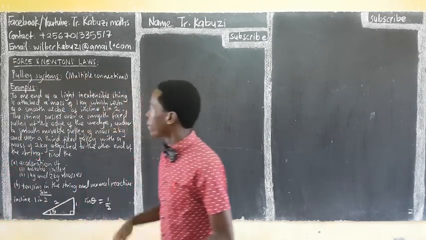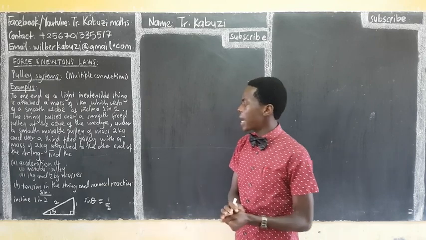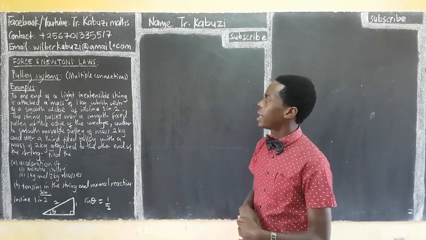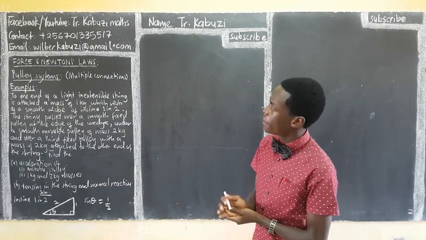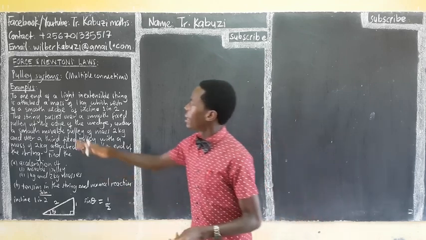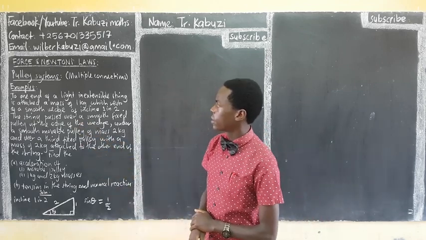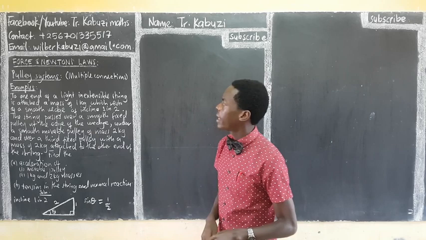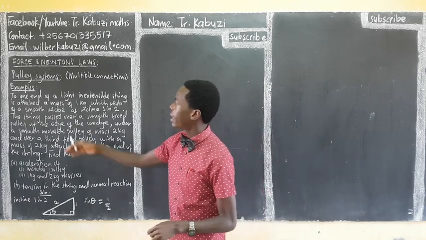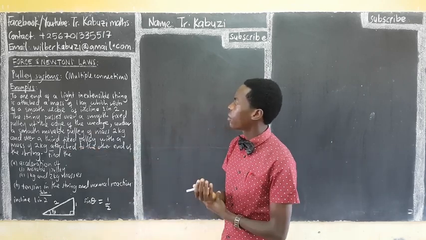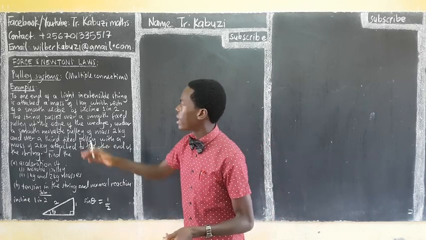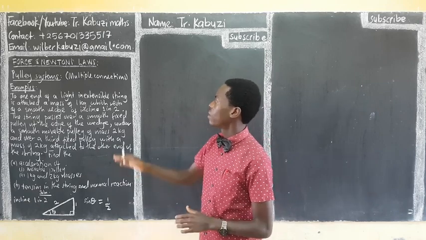Okay, now members, we are going to see an equation. This one is combining an inclined plane and then the pulleys. Let us go through the question. To one end of a light inextensible string is attached a mass of 1 kilogram which rests on a smooth wedge of incline 1 in 2.